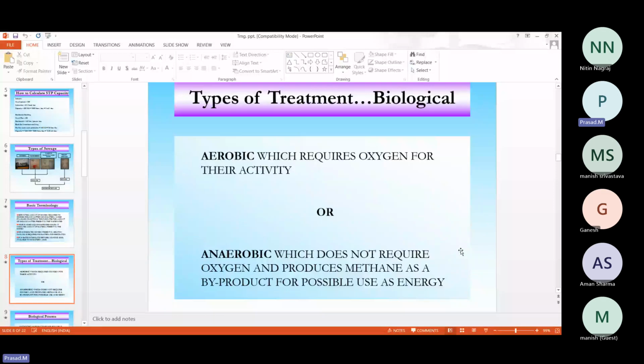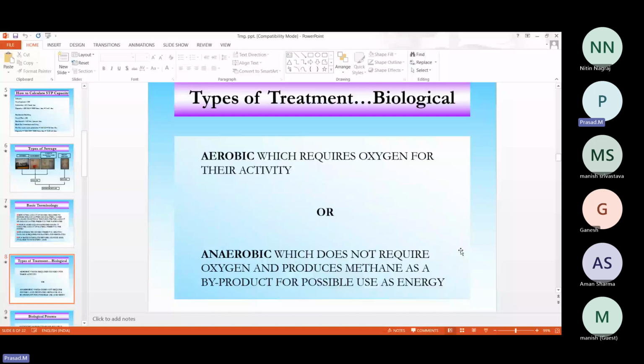So what are the treatments available in the market? If we are talking about biological treatment, there are two types of biological treatment: aerobic and anaerobic. Aerobic means which requires oxygen for their activity, so bacteria will grow by taking oxygen. And anaerobic means bacteria will grow without oxygen. So aerobic means with oxygen, anaerobic means without oxygen.